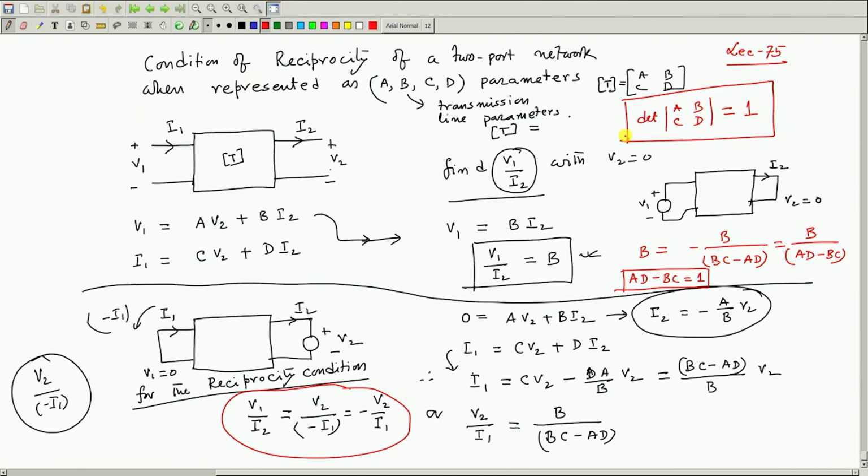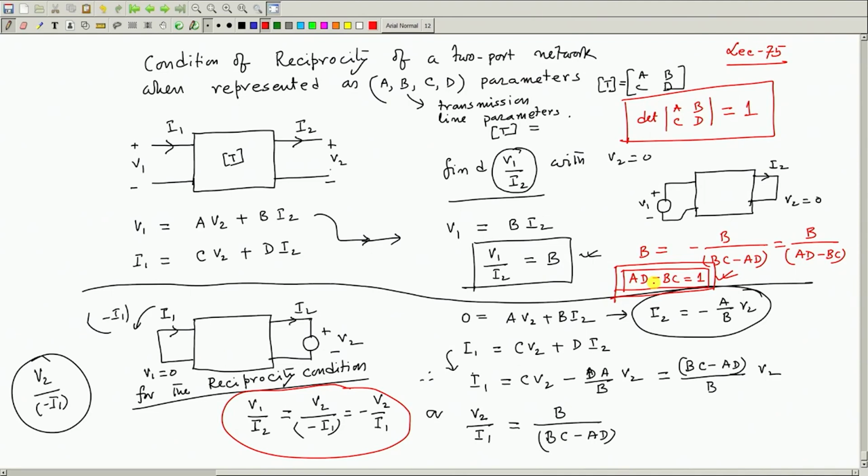Got the point? Therefore, if it is represented in terms of the impedance matrix, Z12 is Z21. If it is in terms of the admittance matrix, Y12 should be equal to Y21. If it is H parameters, then H12 should be negative of H21, and if it is represented in terms of ABCD parameters, this is the condition, the final condition. Got the idea? So this is how it is to be found out.